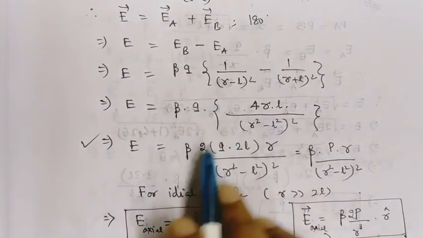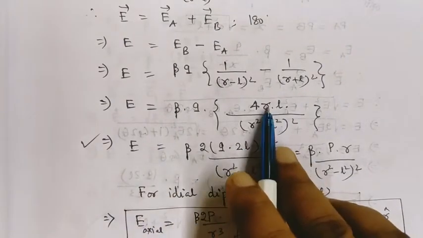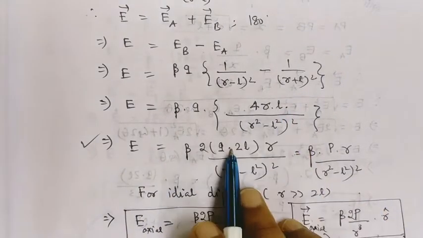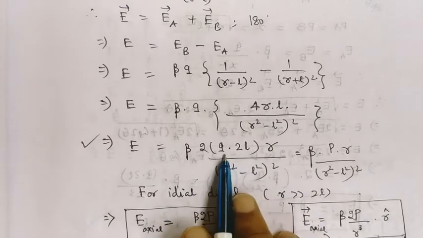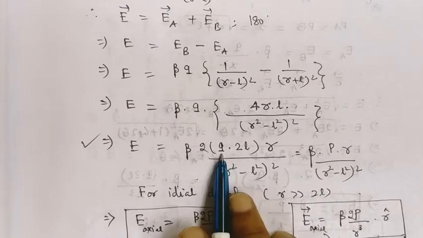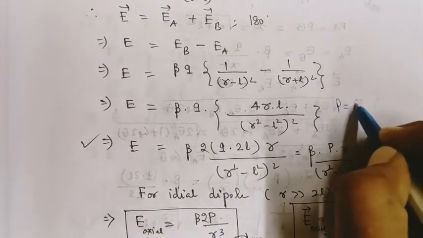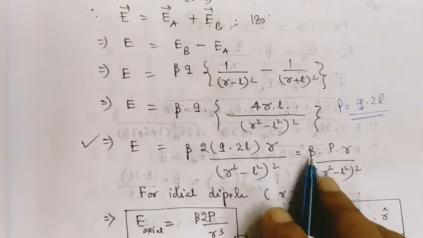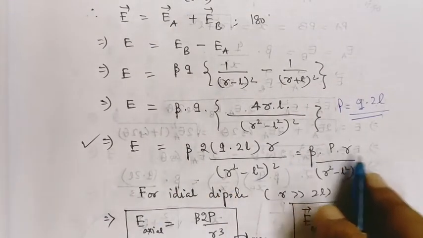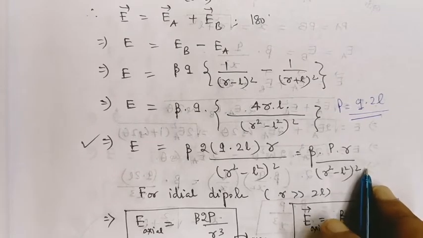Of the 4, the 2 is taken outside, and q is taken inside. The 2 is taken here: q into 2l into r. Are you clear why we keep this in brackets, q into 2l? Because q into 2l is the dipole moment. P is equal to q into 2l. So the formula is beta times dipole moment times r, divided by (r squared minus l squared) whole to the power 2.